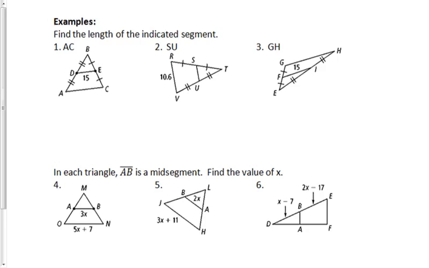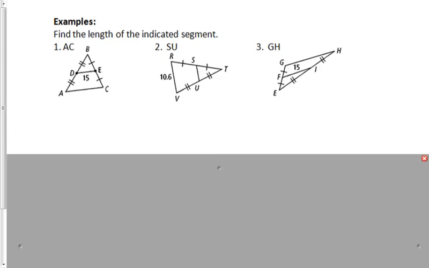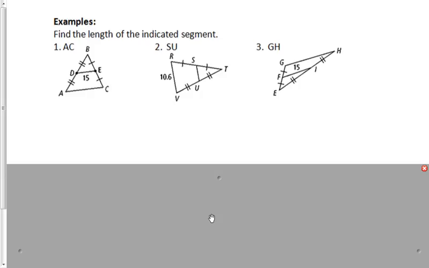So let's apply those properties here. Start with these first three problems. Find the length of the indicated segment. So let's look at number one, AC. We have this mid-segment, DE, and it's 15. Since the mid-segment is always half of the third, parallel side, AC would be twice DE, so AC would equal 2 times 15, which would equal 30.